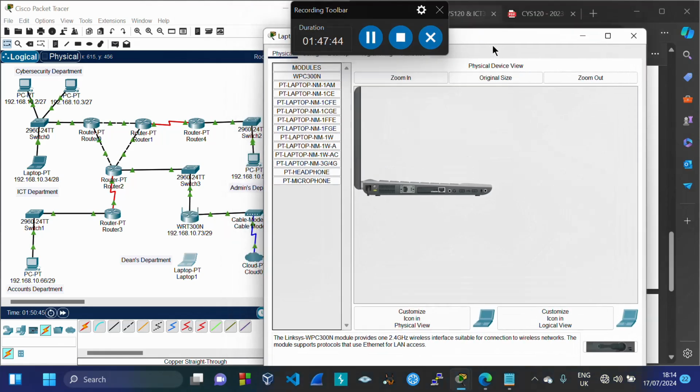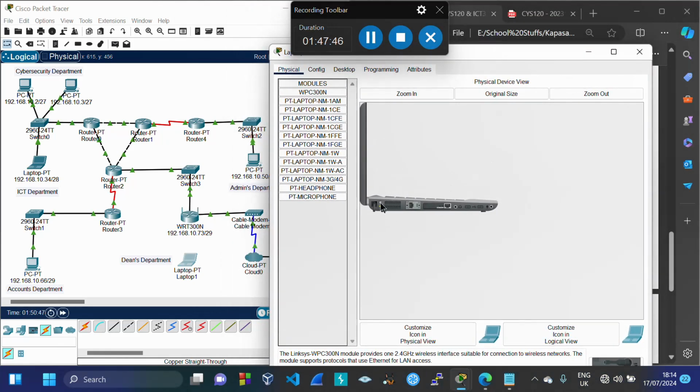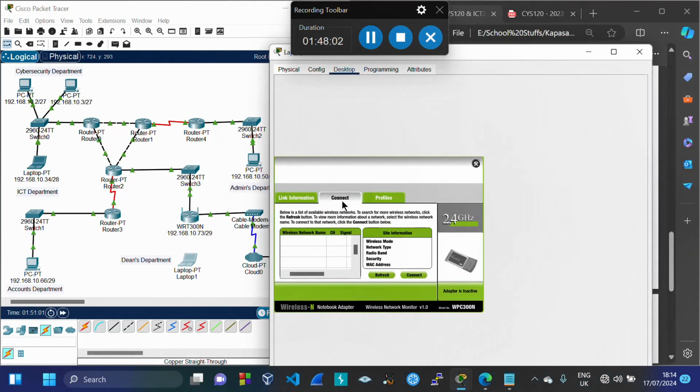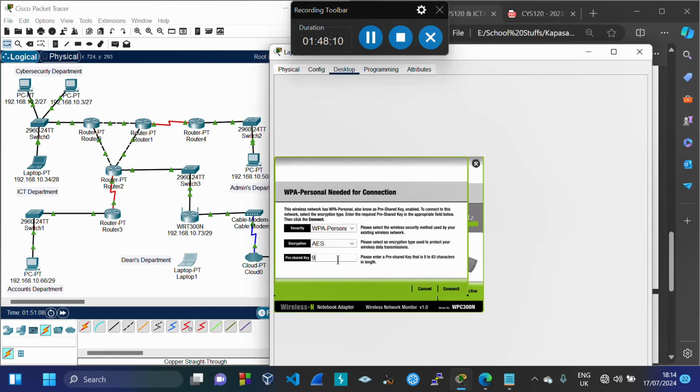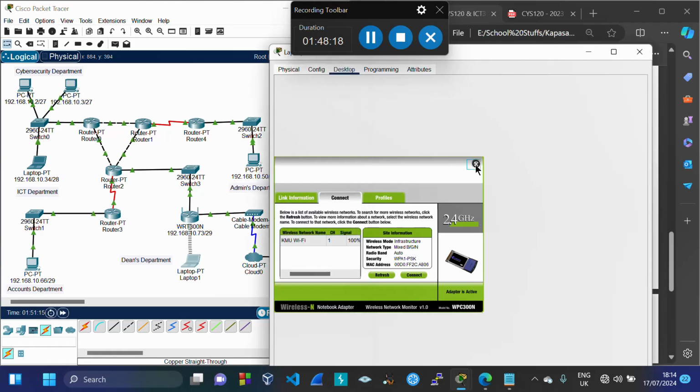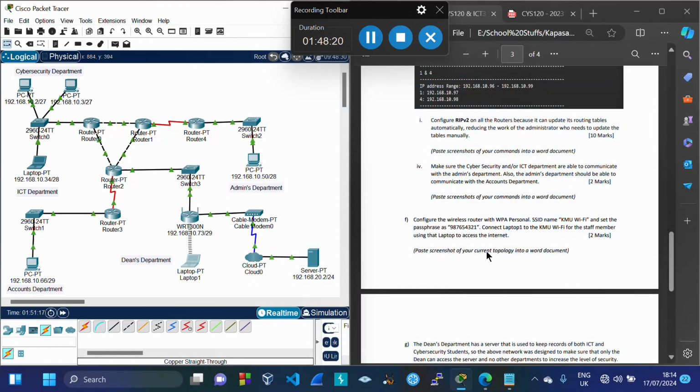So we'll go under laptop 1, then under physical, we switch off this laptop, remove this port, then we need to add the port of this wireless router, which is 300N, which is this. We drag it, then we switch on our PC, then under desktop we'll go for PC wireless, then I'll need to connect. Once I see KMU Wi-Fi, I need to connect to that, then I'll say connect, then the passphrase is 987654321, then we just connect. So we can see now the connection is up. So that question, which has 2 marks, we have done it.